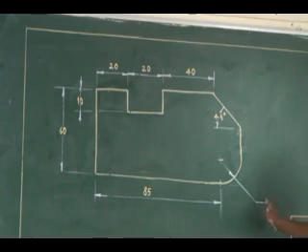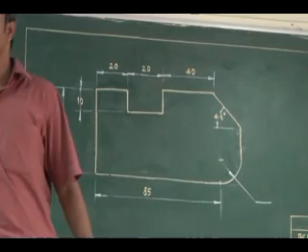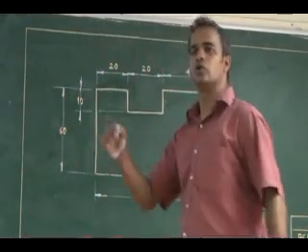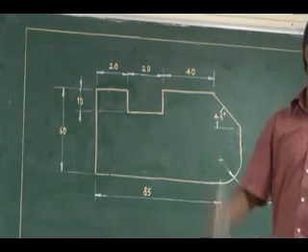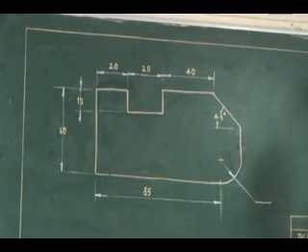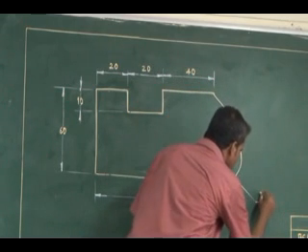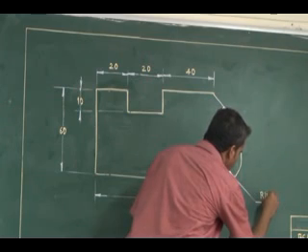Now what is the value I have to represent here? It is 15. What 15? Is it diameter 15 or radius 15? Radius 15. So to show the radius 15, I have to use a symbol R. To show the diameter value, I have to use the diametrical symbol. To show the radius value, I have to use the symbol R. So now this is radius 15. See, R 15.